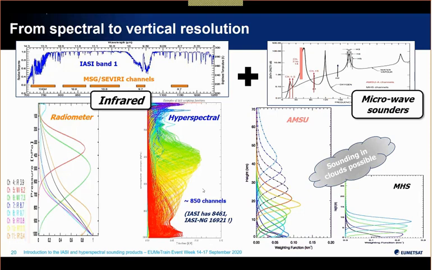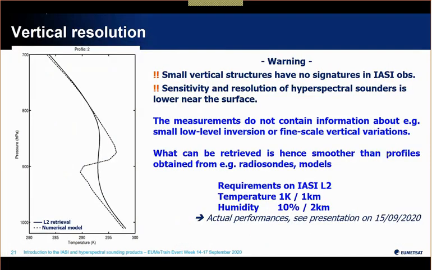Okay, and if in addition to that we add the microwaves, we have exactly the same concept, plus the possibility to sound in clouds. Okay, one word of warning. There are vertical structures, small scale, that have no signatures in the IASI observations. It means that the measurements do not contain any information about these small, low level or fine scale inversions or vertical variations. Also, one thing to remember is that the sensitivity and the resolution of these instruments near surface is relatively low.